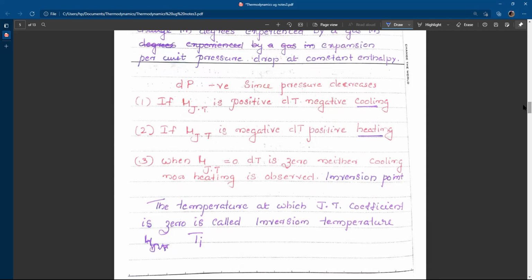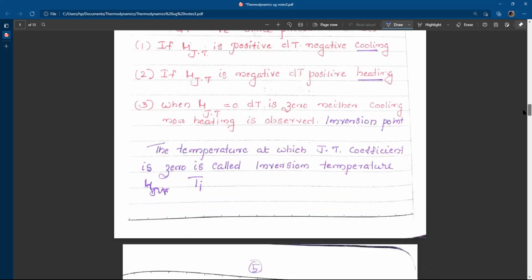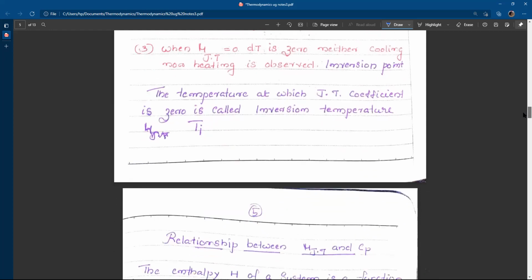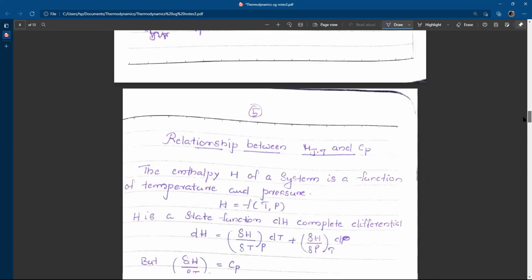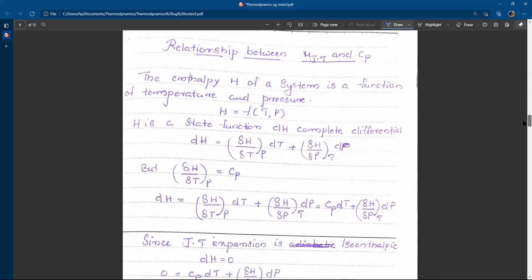പിന്നെ ജൂൾ തോംസൺ കോഎഫിഷ്യന്റ് 0 ആണെങ്കിൽ there will be no heating or cooling observed. അത് ഇൻവേർഷൻ ടെമ്പറേച്ചറിലാണ്, ഇൻവേർഷൻ പോയിന്റിലാണ് നടക്കുന്നത്. And this temperature at which Joule Thomson coefficient is 0 is called inversion temperature. അതിനാണ് ഇൻവേർഷൻ ടെമ്പറേച്ചർ പറയാം. നമ്മൾ നേരത്തെ ഇൻവേർഷൻ ടെമ്പറേച്ചർ ഡിസ്കസ് ചെയ്തിട്ടുണ്ട്.